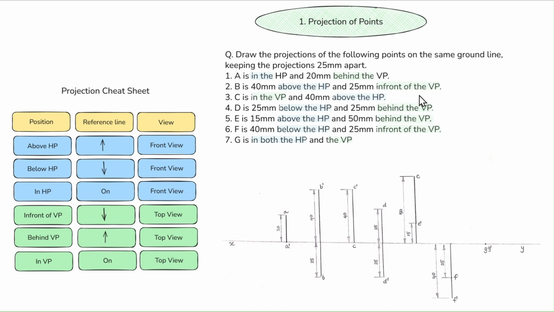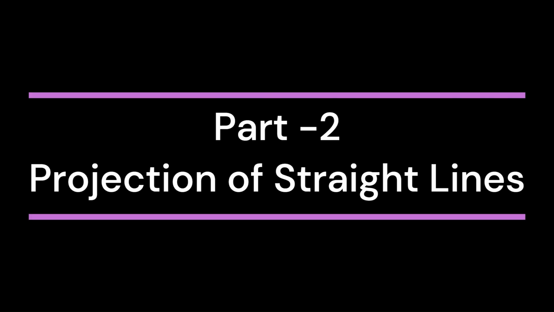So the last point is G, which is in both HP and VP, which means in both. You can see the words in HP. So it will be on the reference line itself. That is why I told you to remember these words and those reference line symbols. So you can easily plot the points, label them nicely and draw the diagrams. That's how simple it is. So we've finished the first part, which is projection of points. Amazing! We've come so far.